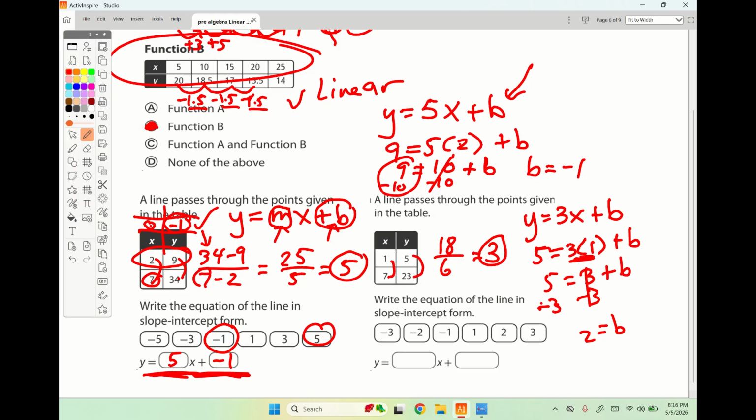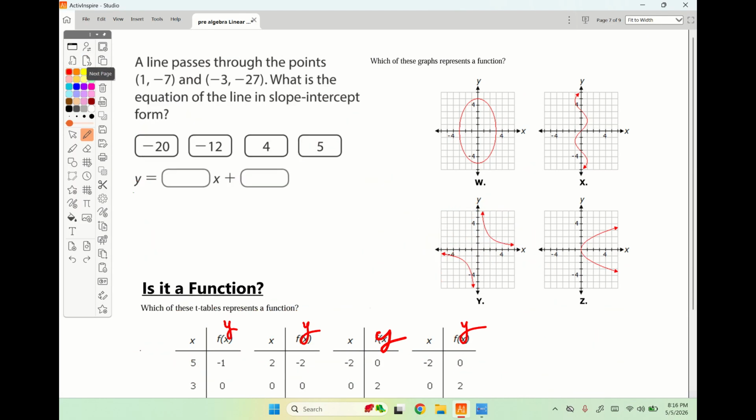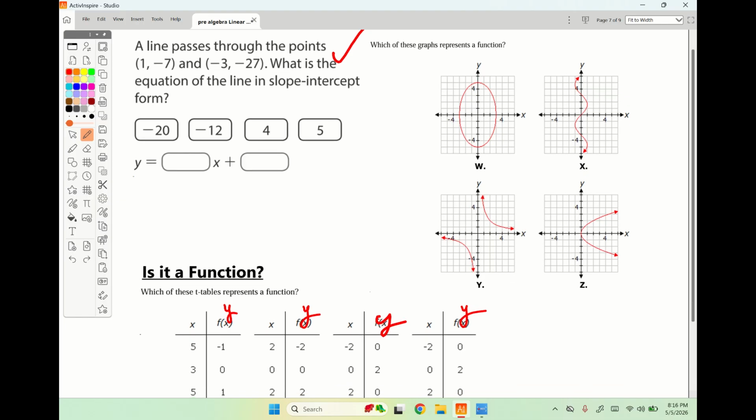So here, it's a closed figure, circle, so it touches twice. Once it touches twice, it is not a function. So again, here, if I draw a straight line, it touches twice. This is not a function. Here, touches twice, is not a function. So we know the answer is this last one. Why? Because if I draw a straight line, it doesn't touch either one.